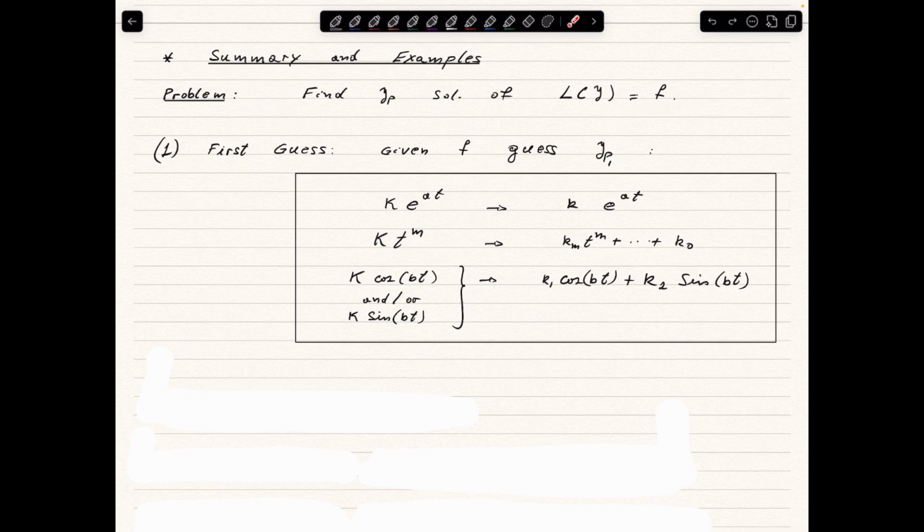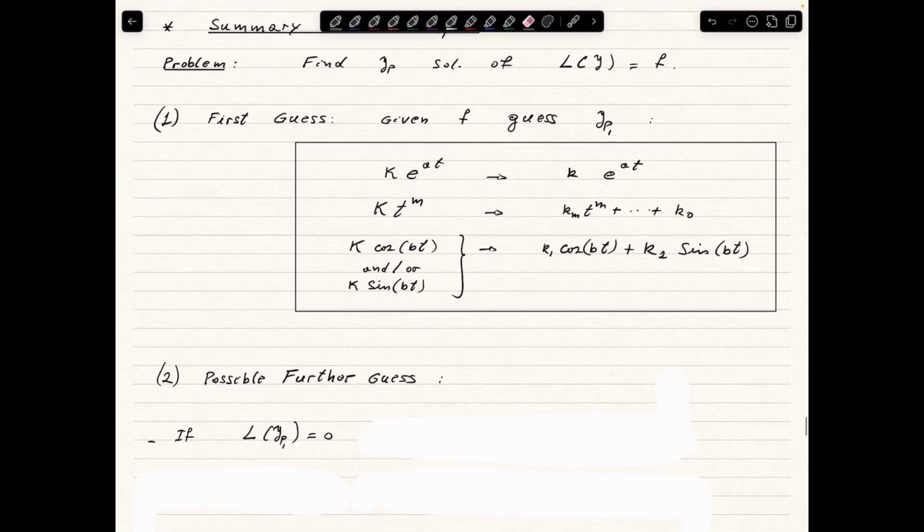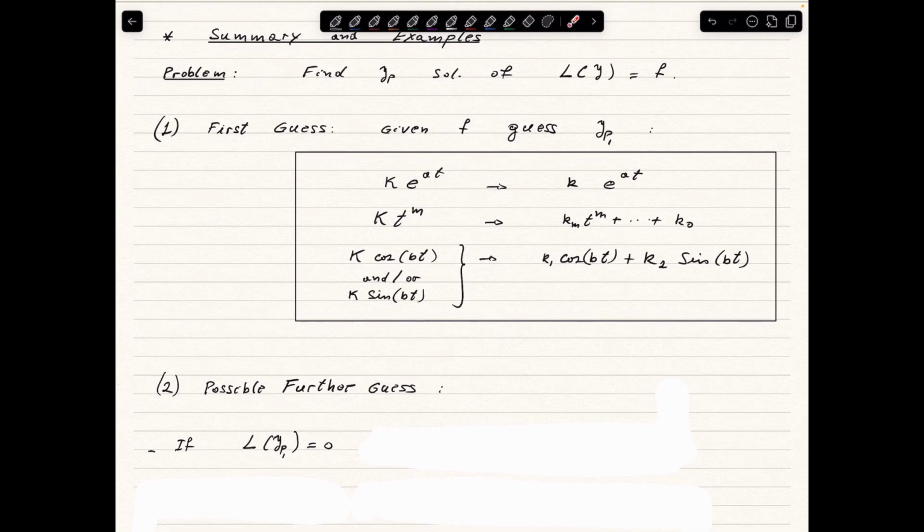But we have seen that sometimes this first guess is wrong, because this function here could be a solution of the homogeneous equation. We saw an example where that happened. So our first guess actually was a solution of the homogeneous equation. In that case, what did we do? Well, we showed that multiplying the first guess by t worked.